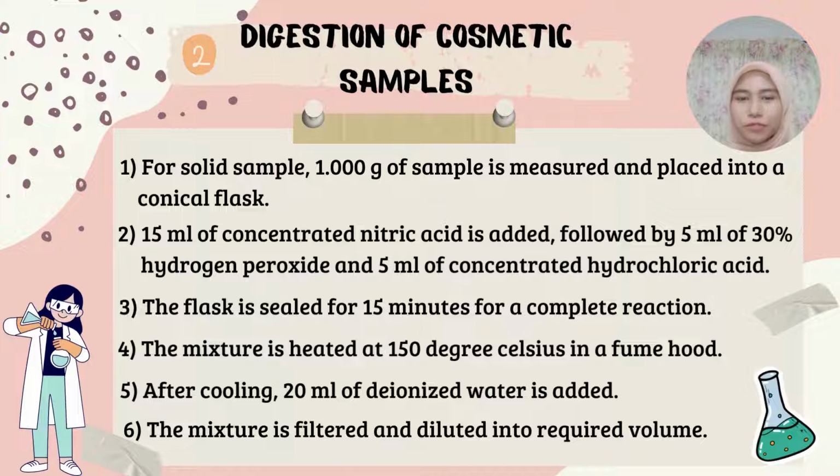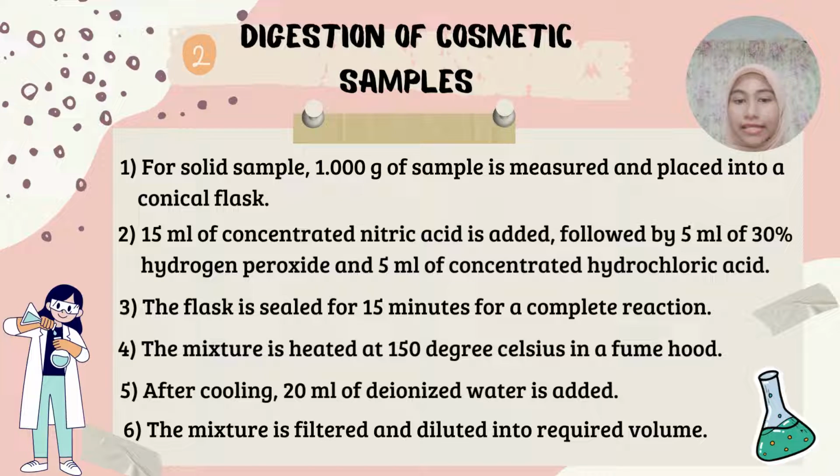The next part is preparing the digestions of cosmetic samples. For a solid sample, about 1 gram of sample is measured and placed in a conical flask. Then, 15 ml of concentrated nitric acid is added, followed by 5 ml of 30% hydrogen peroxide and another 5 ml of concentrated hydrochloric acid. The flask is then sealed properly for about 15 minutes to allow the reactions to complete.